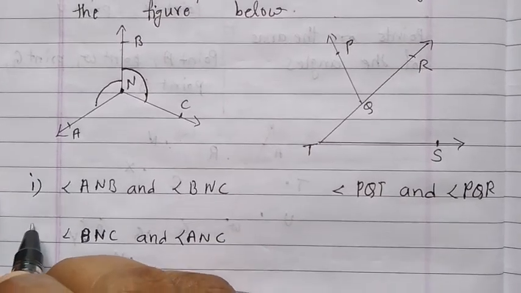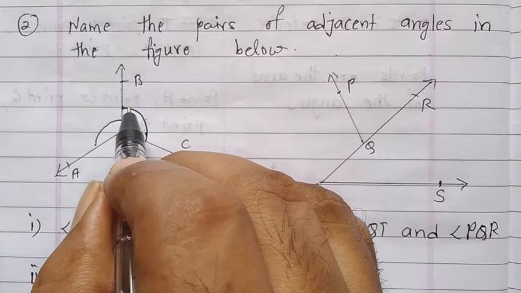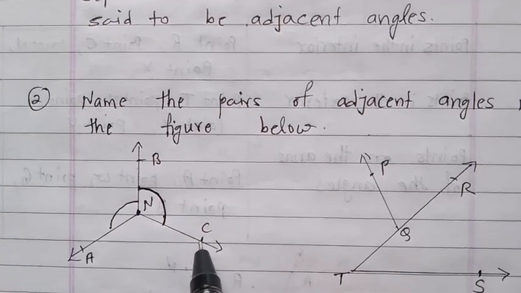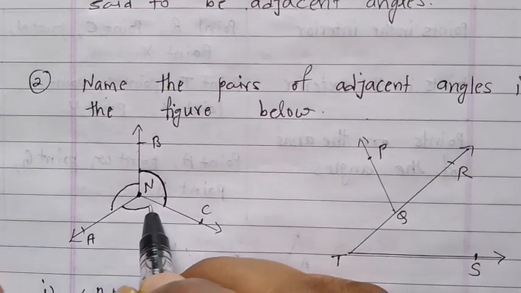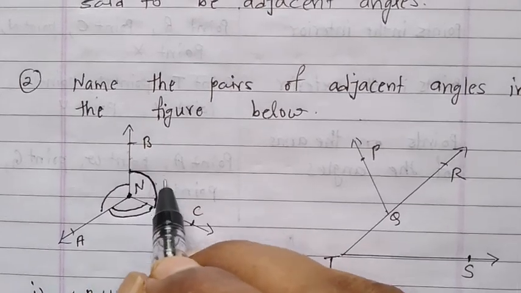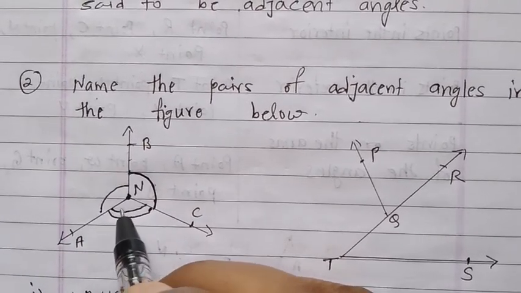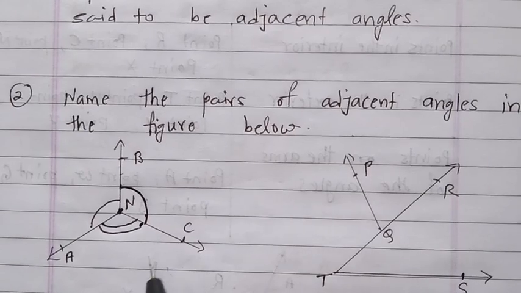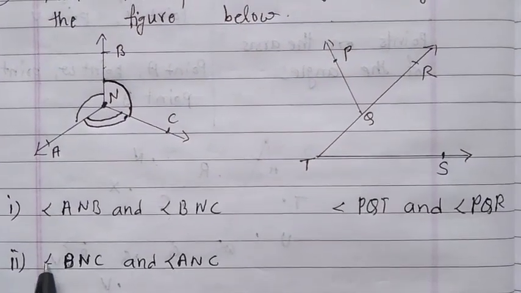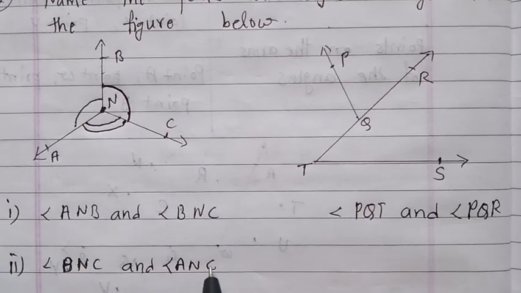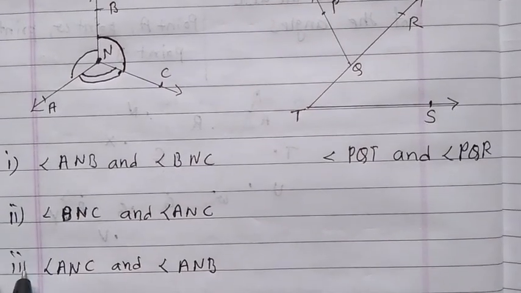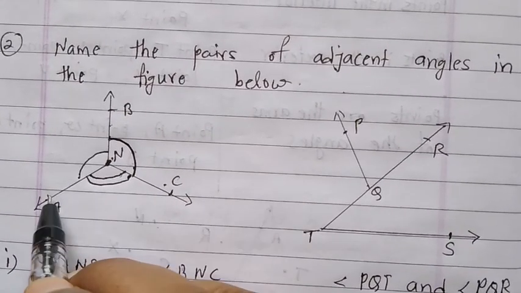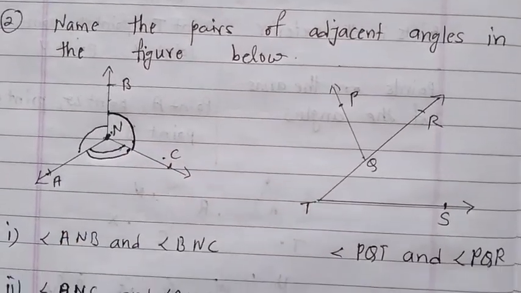Now come to the second one. For the second adjacent angles, we have to take angle B and C, and the next is C and A. That means this angle. So these two angles are known as adjacent angles. Why? Point N is again the common vertex and NC is the common arm. So the second one is angle BNC and angle ANC. Now the third adjacent pair: we have to consider angle ANC and angle ANB.